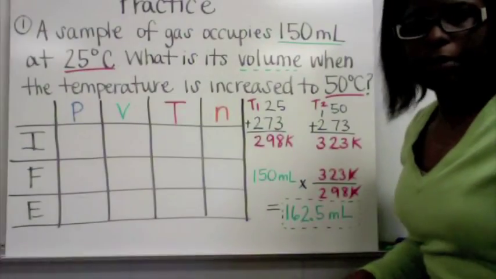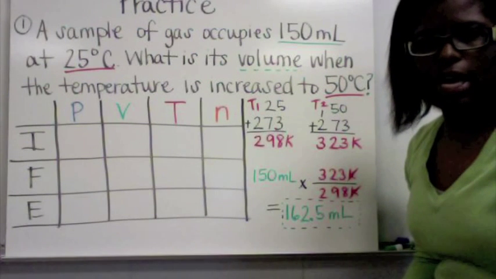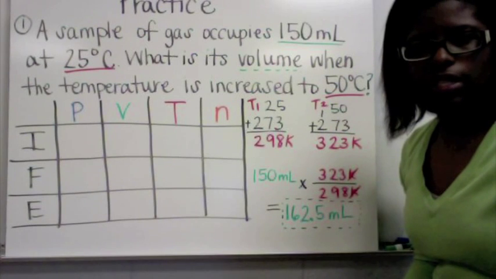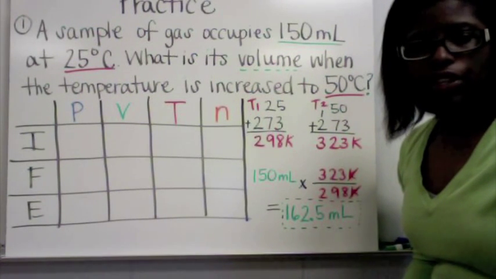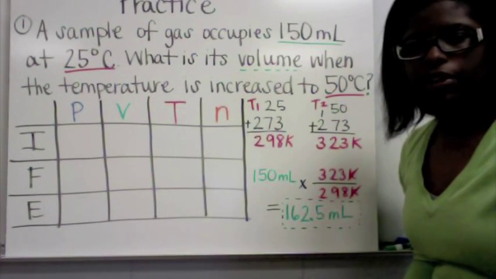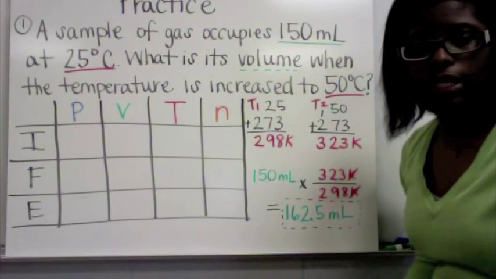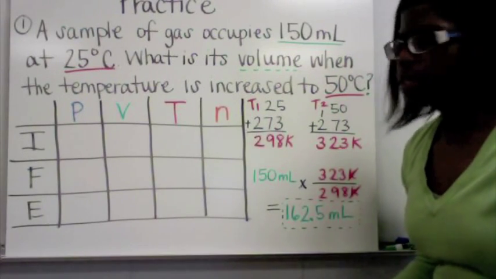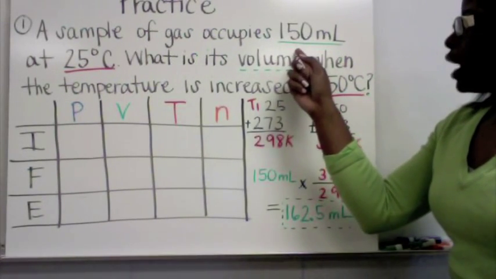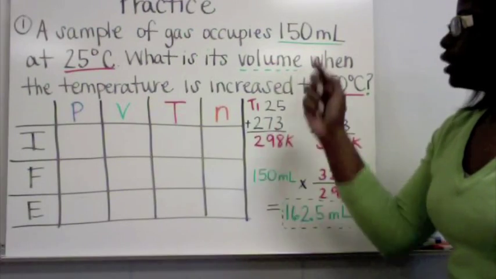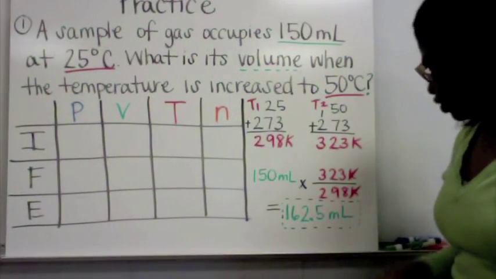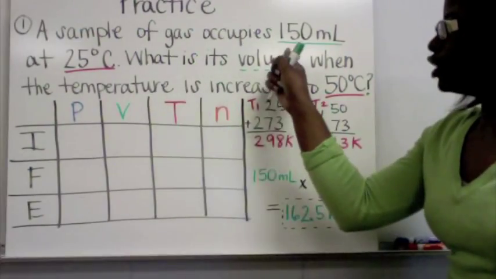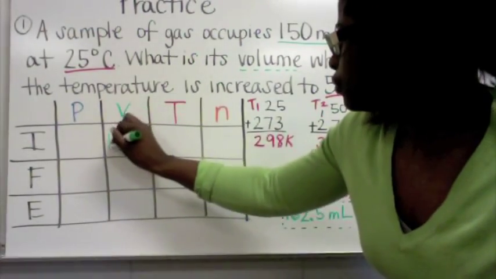So we have our first problem here. It says a sample of gas occupies 150 milliliters at 25 degrees Celsius. What is its volume when the temperature is increased to 50 degrees Celsius? Here you get opportunities to start annotating, breaking down and analyzing word problems. The sample of gas occupies a volume of 150 milliliters, and we know milliliters measure volume. So in our chart, we fill in 150 for initial volume.